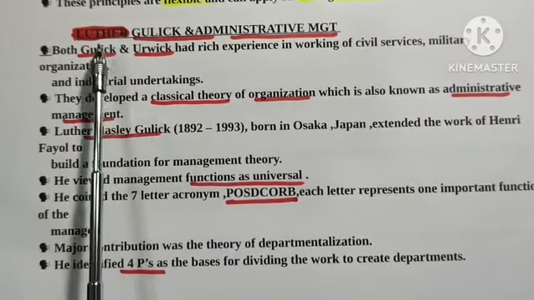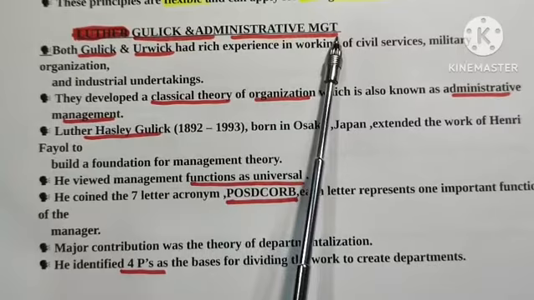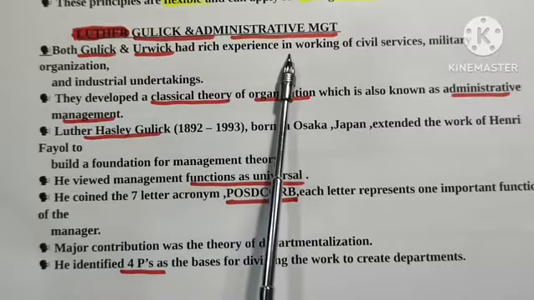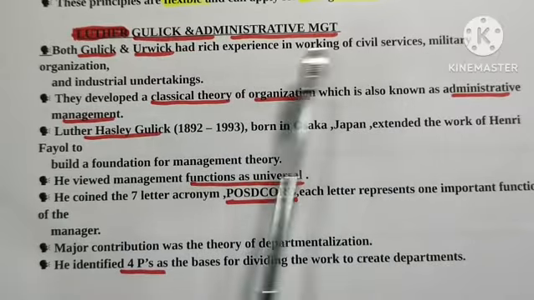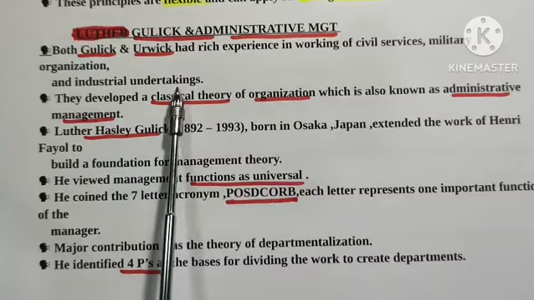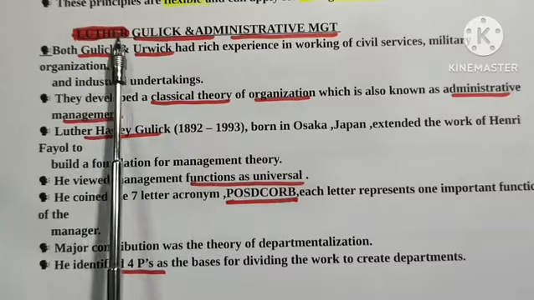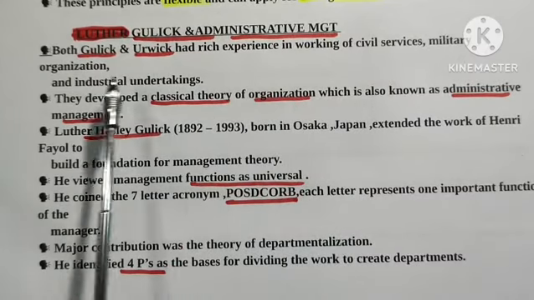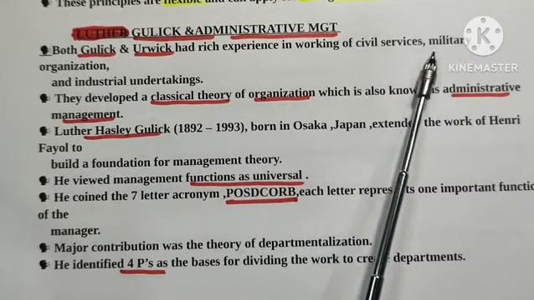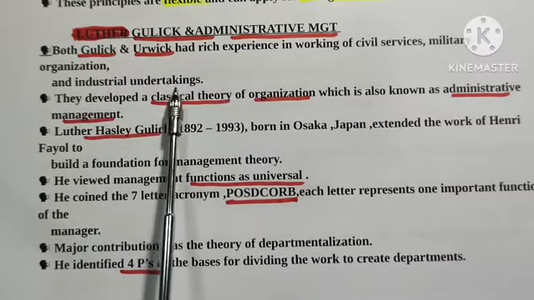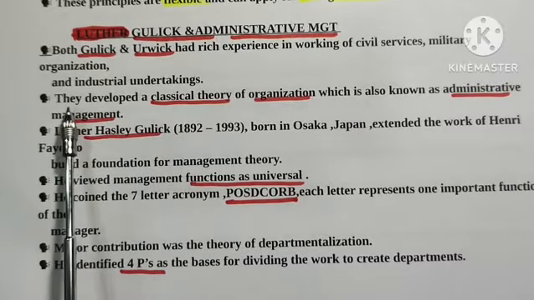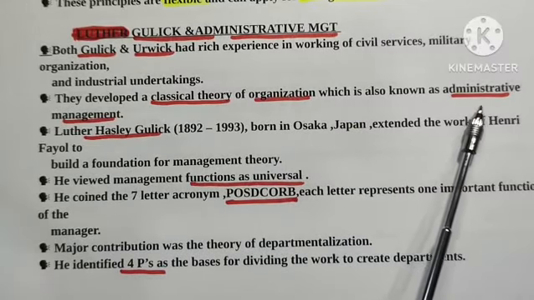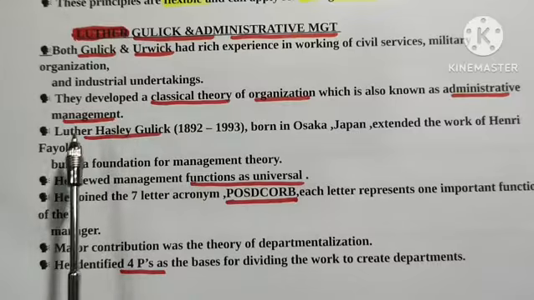After Henry Fayol, the next one is Luther Gulick's administrative management theory. Both Gulick and Urwick had a rich experience in working of civil services, military organizations and industrial undertakings. Both of them had experience of working in various setups like civil services, military organizations and industrial undertakings. With this experience, they developed a classical theory of organization, which is also known as administrative management.